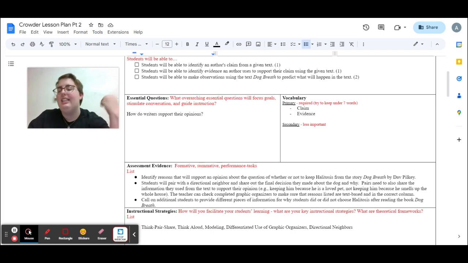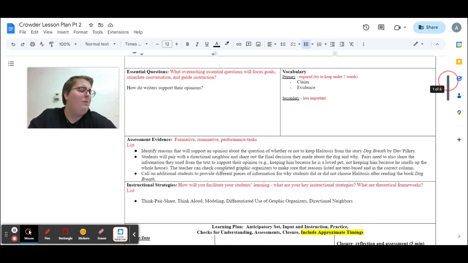I don't have any secondary vocabulary because I want them to really focus on making claims and finding evidence to support their claims. The goal, the dream, is for every student to walk out of this lesson being able to say, a claim is when somebody makes a statement about their opinion. Evidence is materials used to support a person's opinion or claim. That is the dream.